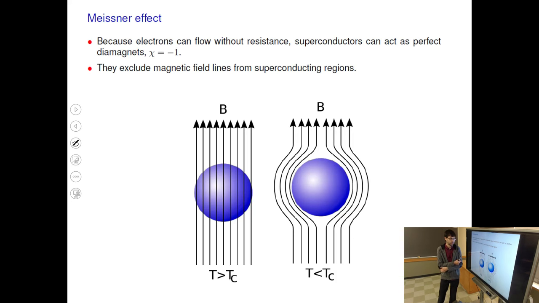But below the critical temperature, no magnetic field goes in. All the magnetic field goes around. So how is this achieved? There is a supercurrent circulating on the perimeter of the specimen, screening the magnetic field. So the total field is zero inside, due to the field created by the screening current and the external field.